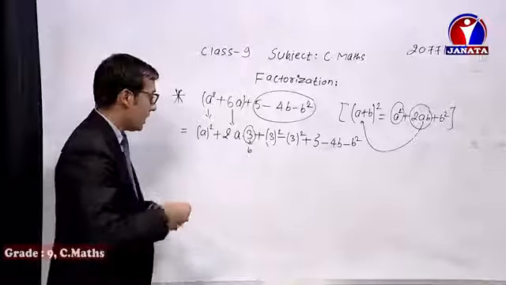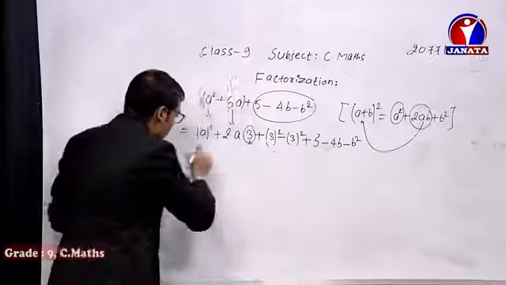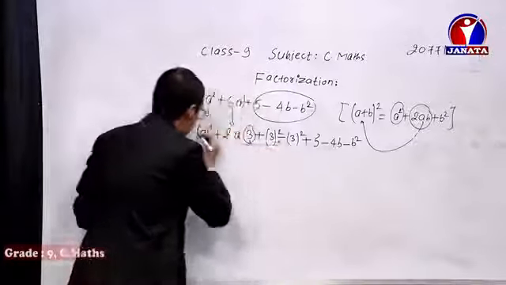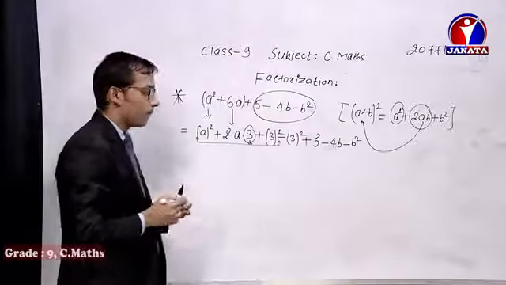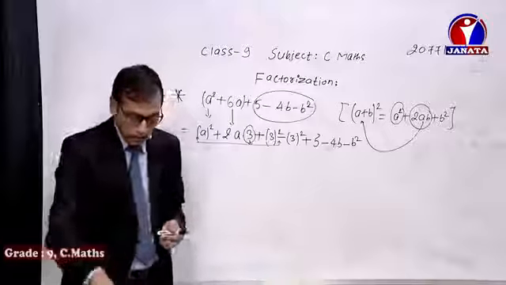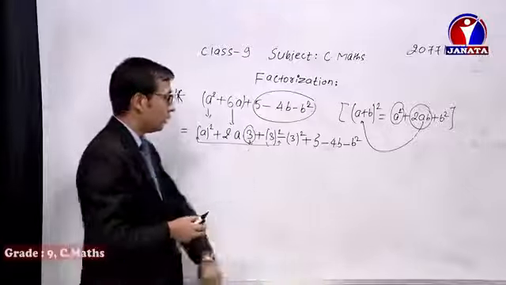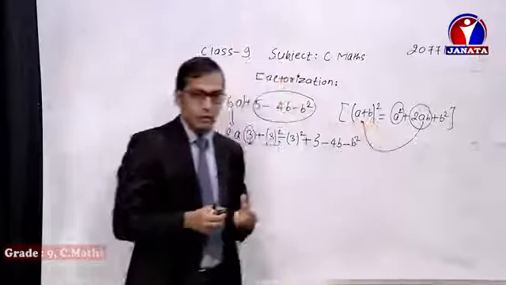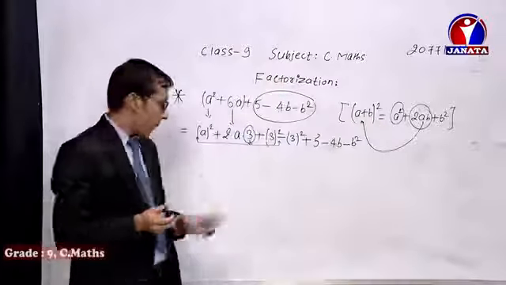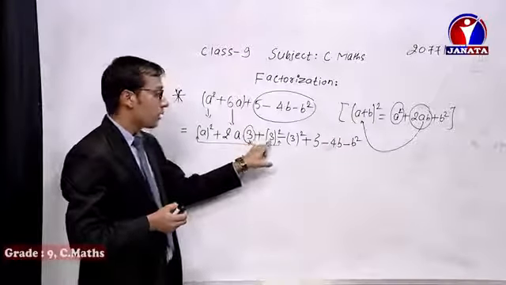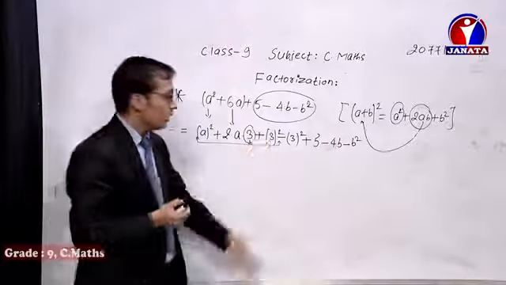Now if we take the first three terms, starting from here, the first to the third term, we can easily convert these three terms into a plus b whole square form. a square plus 2ab plus b square. So it's in a plus b whole square form. So let's convert into that. Let's change into this form.